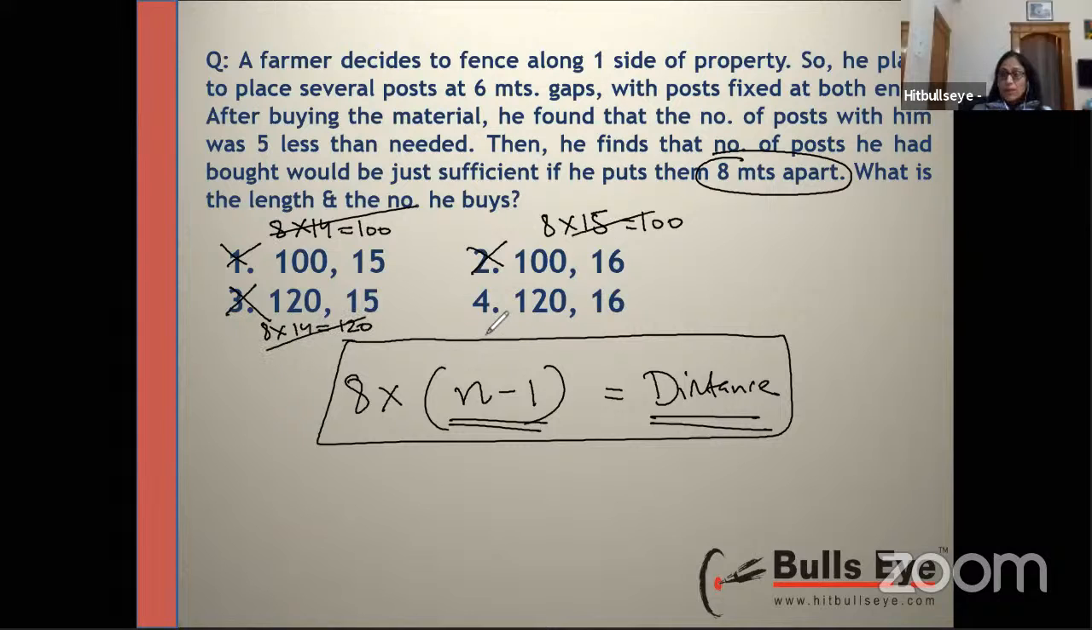Okay. Now I come down to option number 4. Option number 4 says that 8 multiplied with 15 has to match with 120. Yes, it does. So this is the only option which is making the second situation mentioned in the question turn out to be possible. Is it clear, everyone?